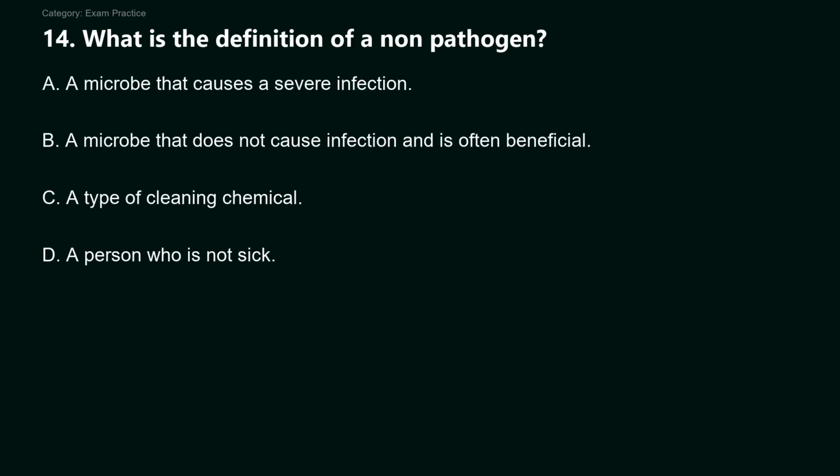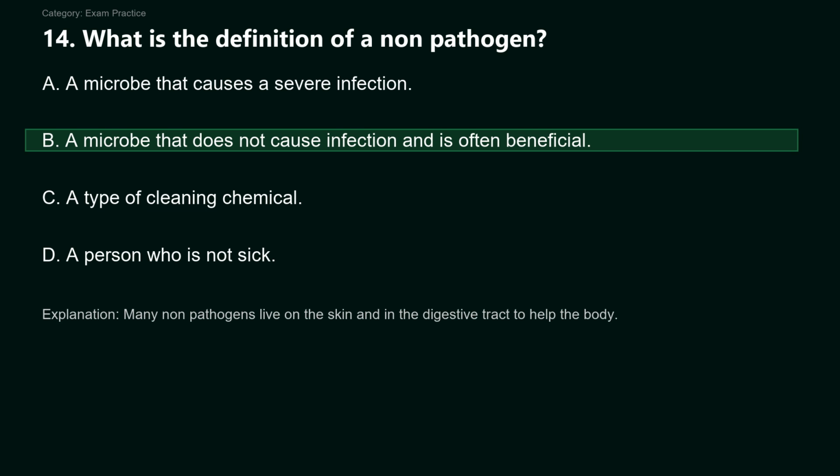Question 14. What is the definition of a non-pathogen? Option A. A microbe that causes a severe infection. Option B. A microbe that does not cause infection and is often beneficial. Option C. A type of cleaning chemical. Option D. A person who is not sick. The correct answer is option B, a microbe that does not cause infection and is often beneficial. Many non-pathogens live on the skin and in the digestive tract to help the body.